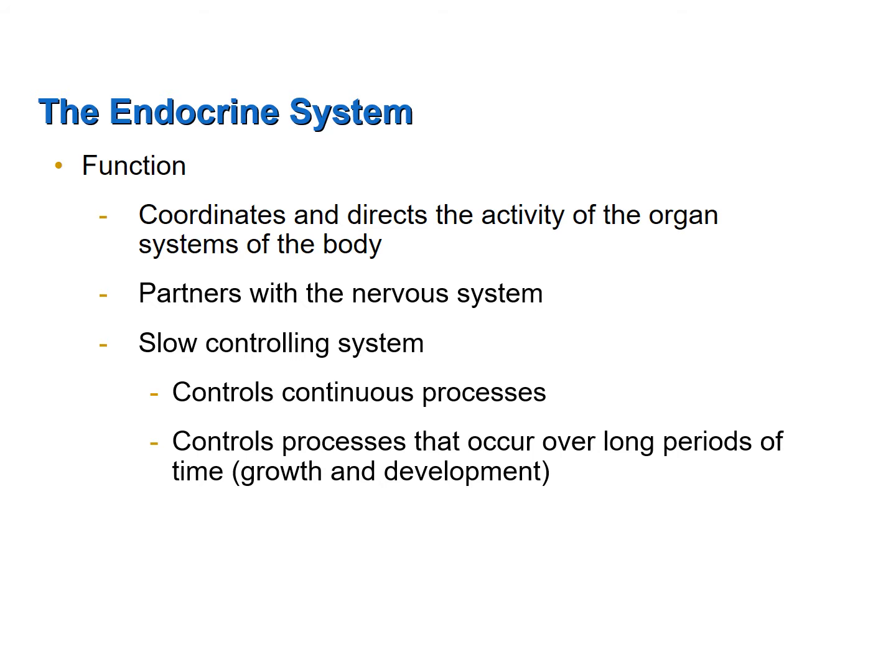Think of all the changes, for example, that occur from birth to, say, the end of puberty, 15 to 21 years of age. All of those changes that occur over a long period of time are directed and coordinated by the endocrine system principally.